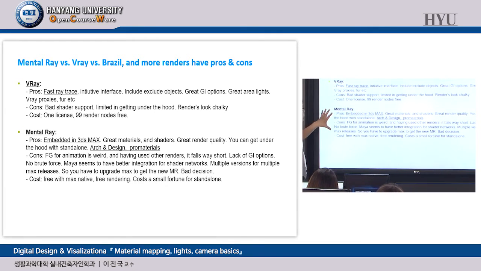So mental ray's growth rate is really fast and high. That is why nowadays even Hollywood movies use mental ray, okay? Iron Man, Hulk, and some other characters were all visualized by mental ray or related technologies. Anyway, pros of V-Ray: fast ray trace, very soft visualization. Mental ray pros: embedded in 3D Max, free. Cons: bad shader support and something else. Cons of mental ray: FG. FG means final gather.